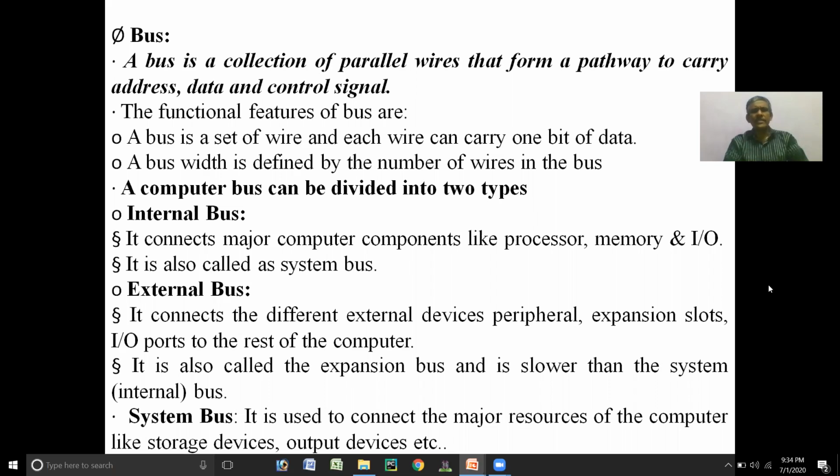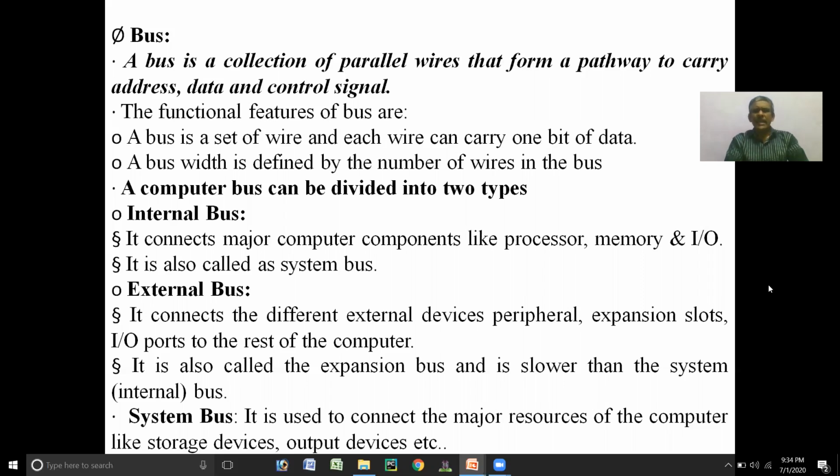Okay, in this session, we'll discuss the motherboard's components. In the previous session, we completed up to USB ports. Today we'll start with bus.